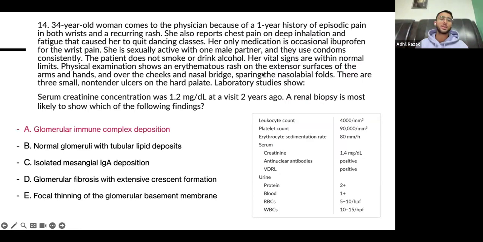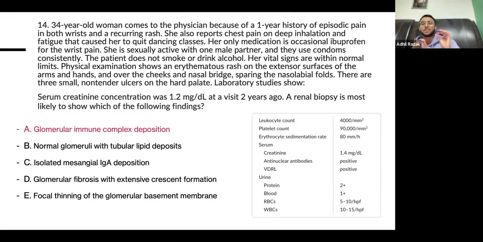Yes, it is glomerular immune complex deposition. This is the most straightforward thing that happens with lupus. If you see that as an option in a vignette for lupus, here's how you distinguish the progression of the disease. The creatinine concentration is 1.4. It was 1.2 two years ago, and it is still 1.4. It's not terrible. The patient isn't really going through it so far. So she's in very early stages.